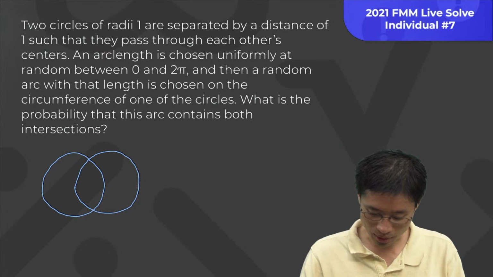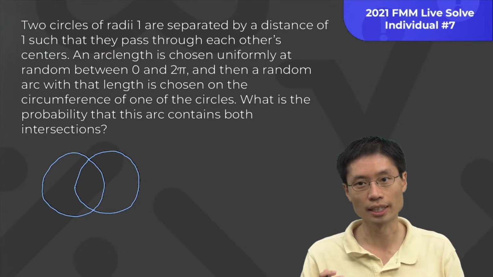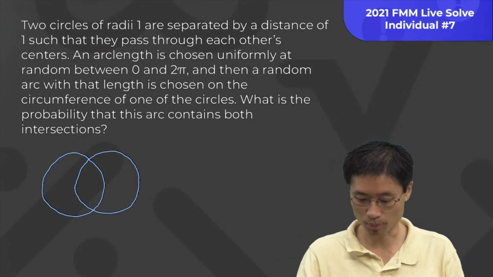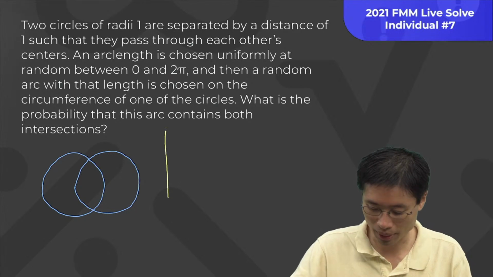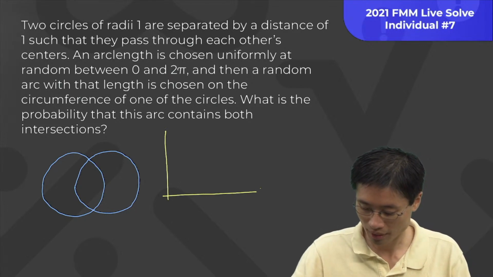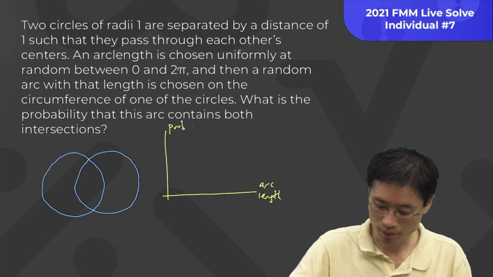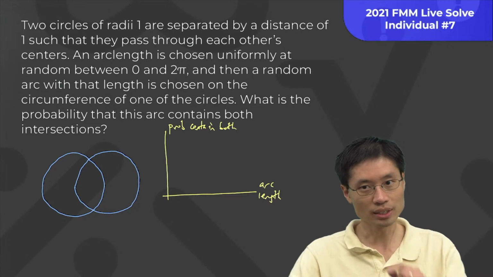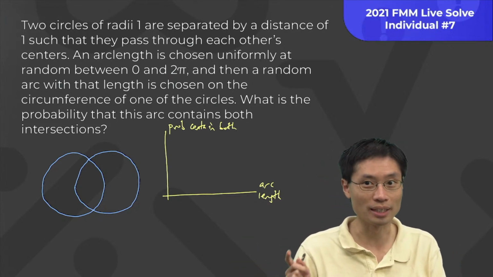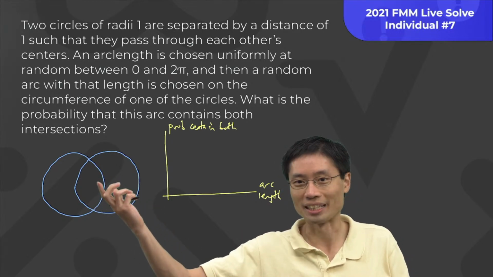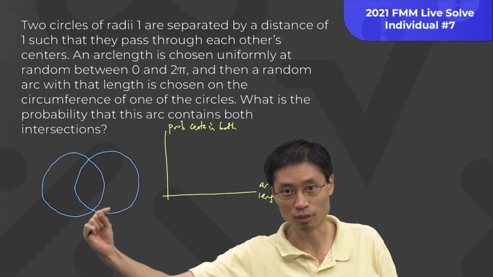Okay? So what I'm going to do is draw a chart. And the chart is going to say, based on that arc length that I choose, what's the probability that the arc contains both intersections, given that I've already picked a particular arc length. So this is the arc length. And the other side is the probability of containing both intersections. The reason it's important to have two different things is that if your arc length is too short, like 0.1, no dice. It's not going to work. There's no way you're going to be able to cover both intersections.